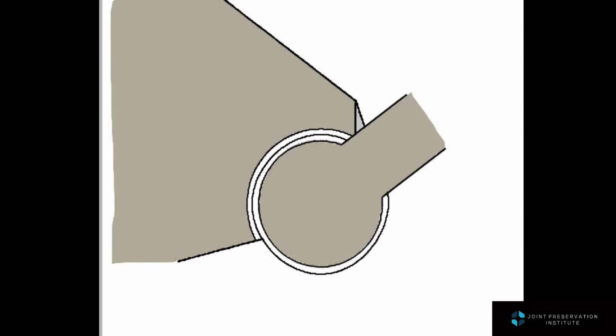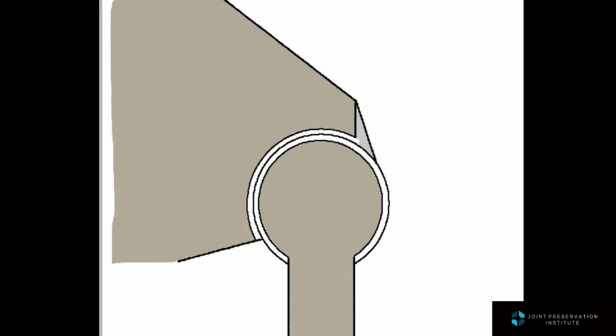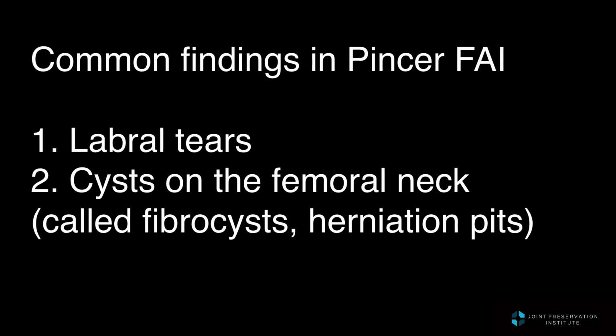As the hip flexes up under this situation, the acetabular labrum is directly injured by the femoral neck, even if it has normal morphology and shape. Common findings in Pincer FAI include labral tears and cysts on the femoral neck called fibrocysts or herniation pits.